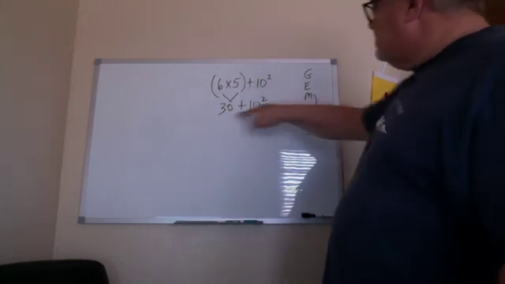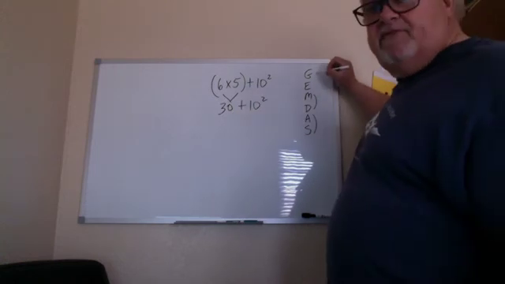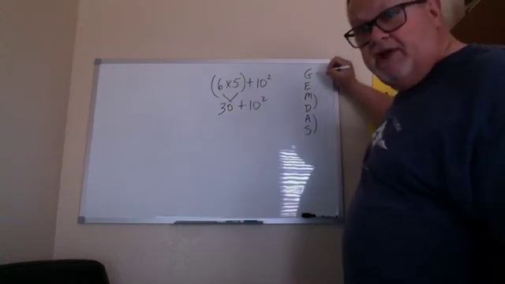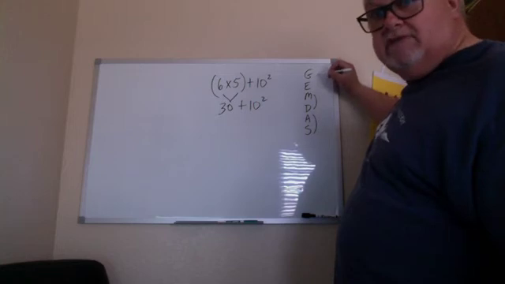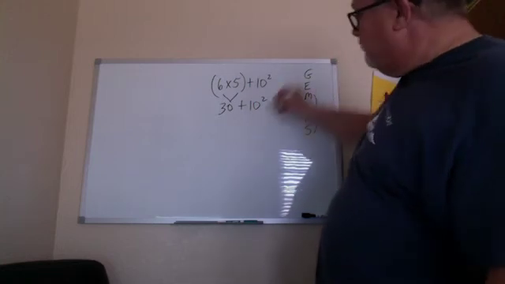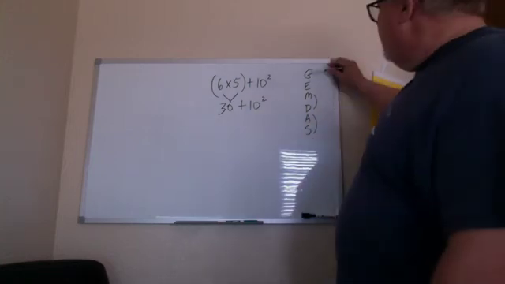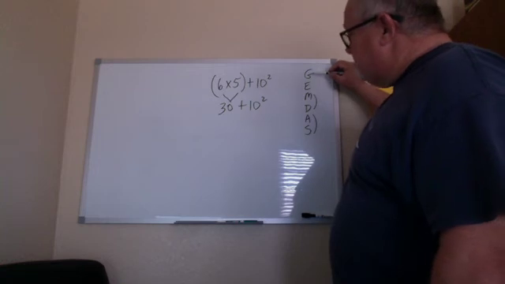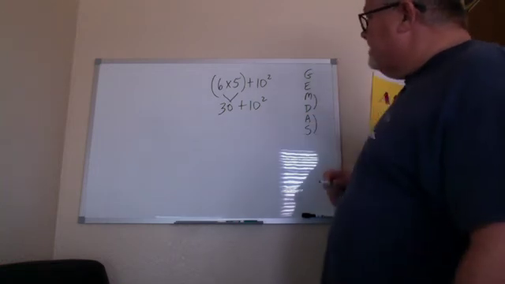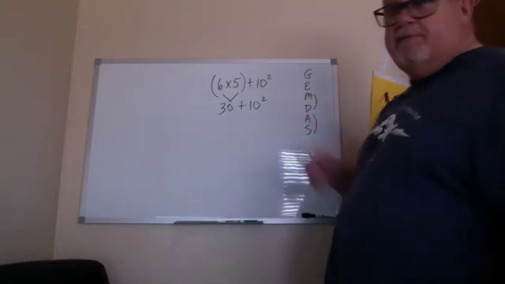Now, once I've rewritten it, I always go back to the first step in the order of operations again. I don't just pick up where I left off. I always have to start fresh whenever I rewrite the problem. So I go back to the G. Groupings. Do I see any groupings here? Nope, I don't, because I already got rid of this one and it just became a 30.